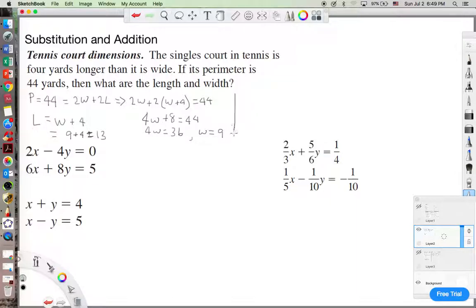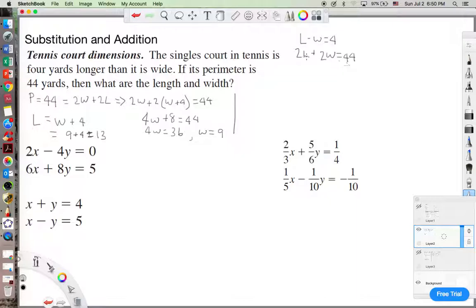Alright, so that was substitution. Let's take a look at the addition method over here. Well, this doesn't really look like the simultaneous equation until we rephrase that one there. If we got L equals W plus 4, then we have also L minus W equals 4. And for our second equation, we've got 2L plus 2W is equal to 44.